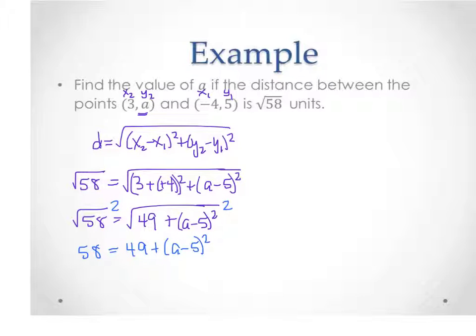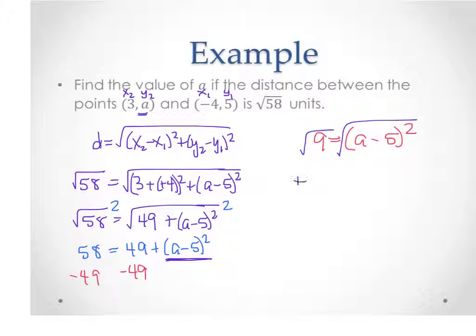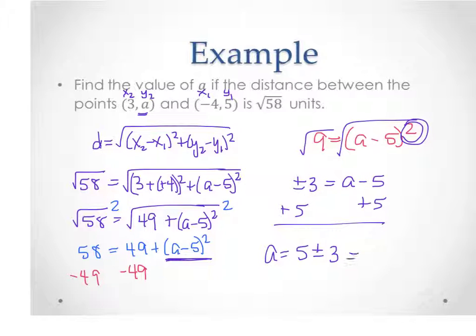And so really remember, the last thing you want to do is actually FOIL that out, because you're just going to have so much more work to do. I know you all love work so much. So subtract and we get 9 equals a minus 5 squared. Then to get rid of that squared, we're going to square root both sides, and you have to add a plus or minus. Right? Because if I'm looking for 2 answers, that's how I get those 2 answers. So we get a equals 5 plus or minus 3.